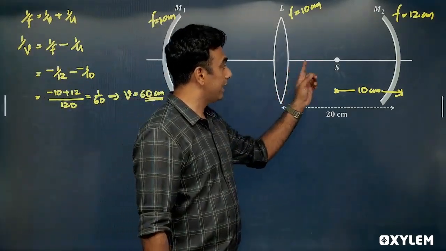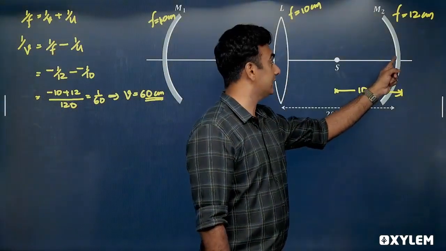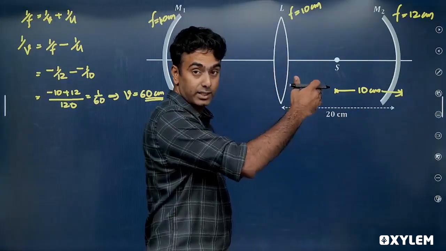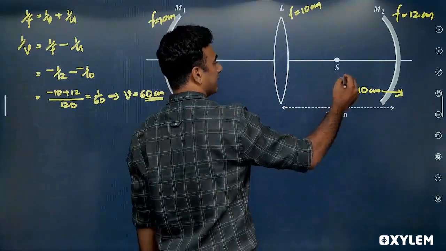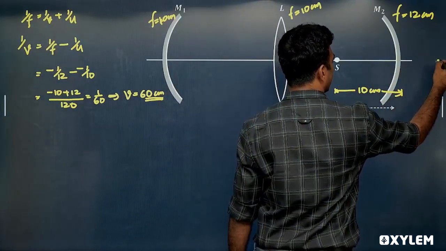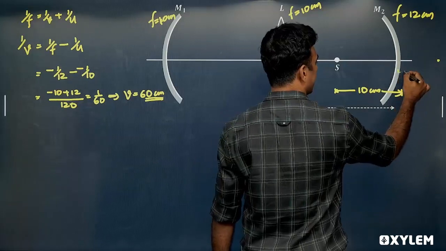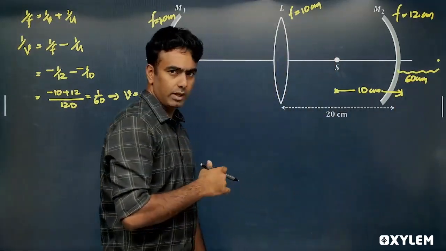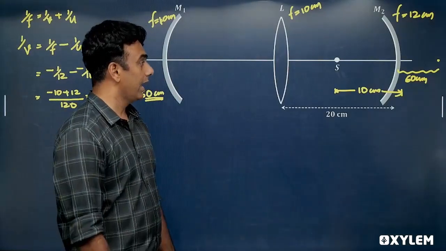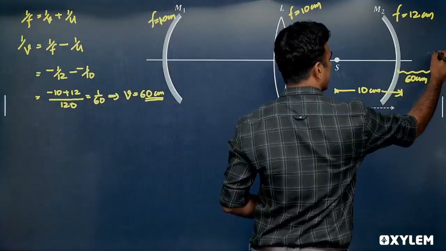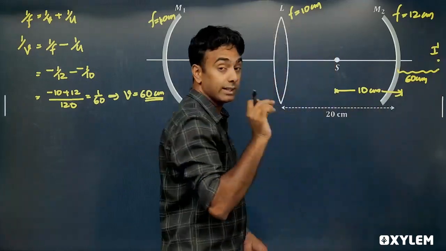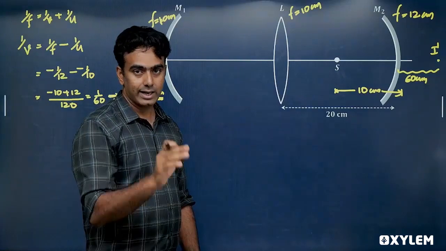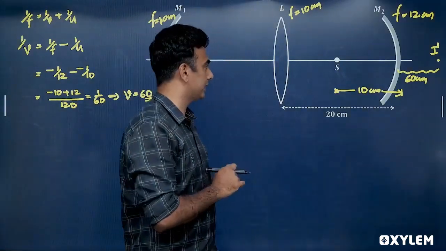That means the image is formed at a distance of 60 centimeter from the pole of the mirror, somewhere over here, and obviously this distance should be 60 centimeter. The image forms behind the mirror, and let me mark that image as I dash. This I dash acts as the virtual object for the lens L.